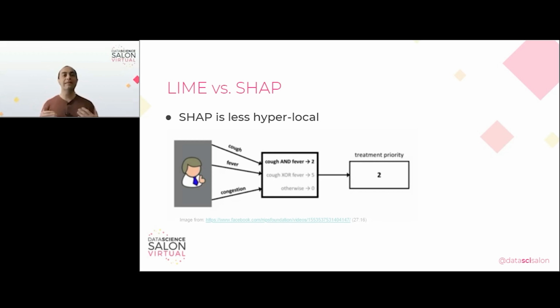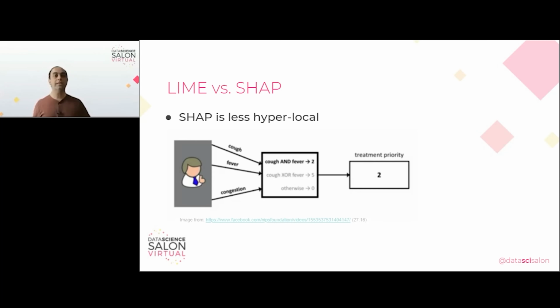If you were to run LIME on this simple model, LIME would say, let's look at this individual. This individual has a cough and a fever, so they have a mid-level priority. LIME would say that the contribution of cough is negative, and the contribution of fever is negative, because if either of them weren't true, they would have had a higher priority. We looked at them independently.